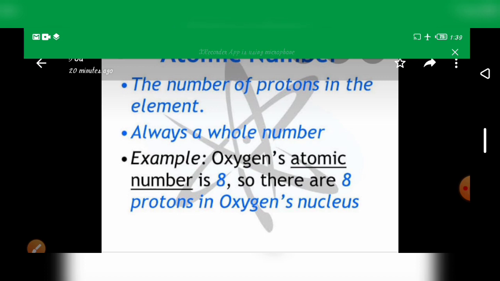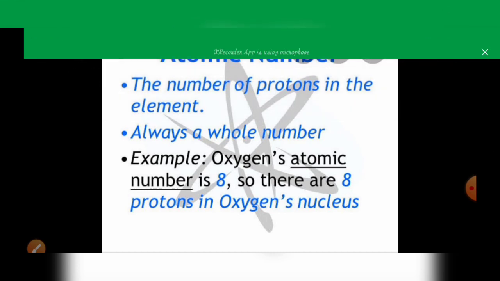Atomic number: the number of protons in the element, always a whole number. So atomic number is always a whole number. Atomic mass may be a fraction or a whole number. I will tell you later, because there are isotopes, and that time I will explain. Okay, for example, the atomic number of oxygen is 8. So there are 8 protons in the oxygen nucleus. In the same way, how many electrons are in an atom? Electrons and protons are the same number. So if protons are 8, electrons are also 8.